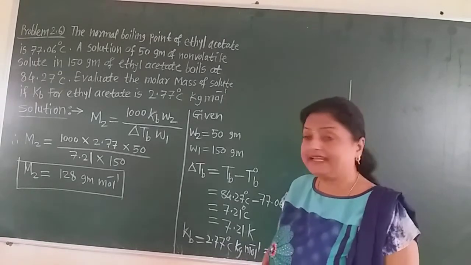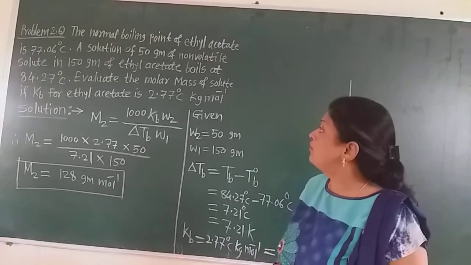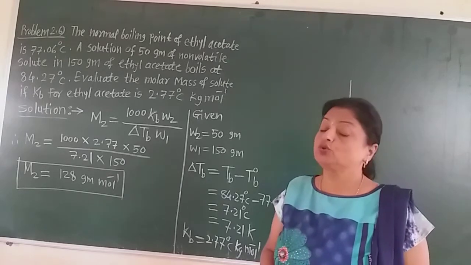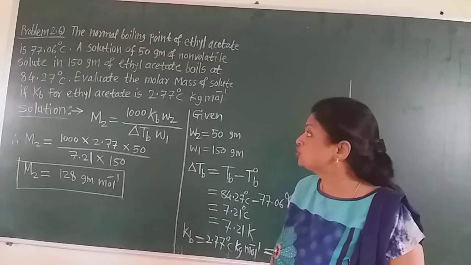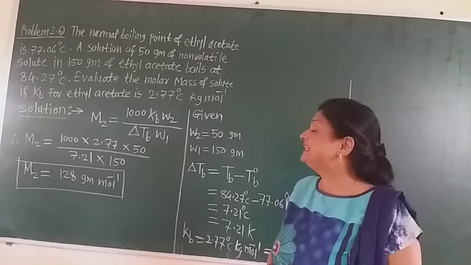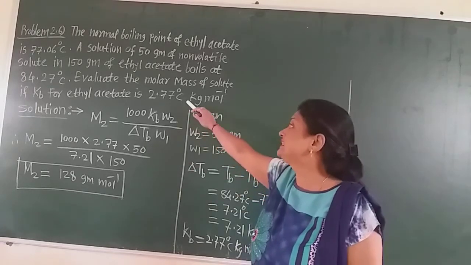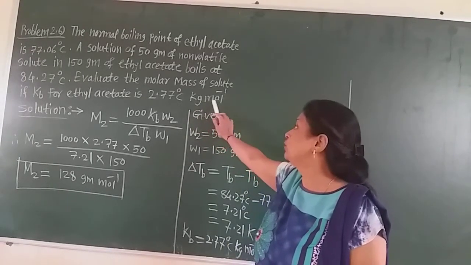Now what is again given? Evaluate the molar mass of the solute. They asked us to calculate the molar mass M2 of the solute, if KB for ethyl acetate is given as 2.77 degree centigrade kilogram per mole.